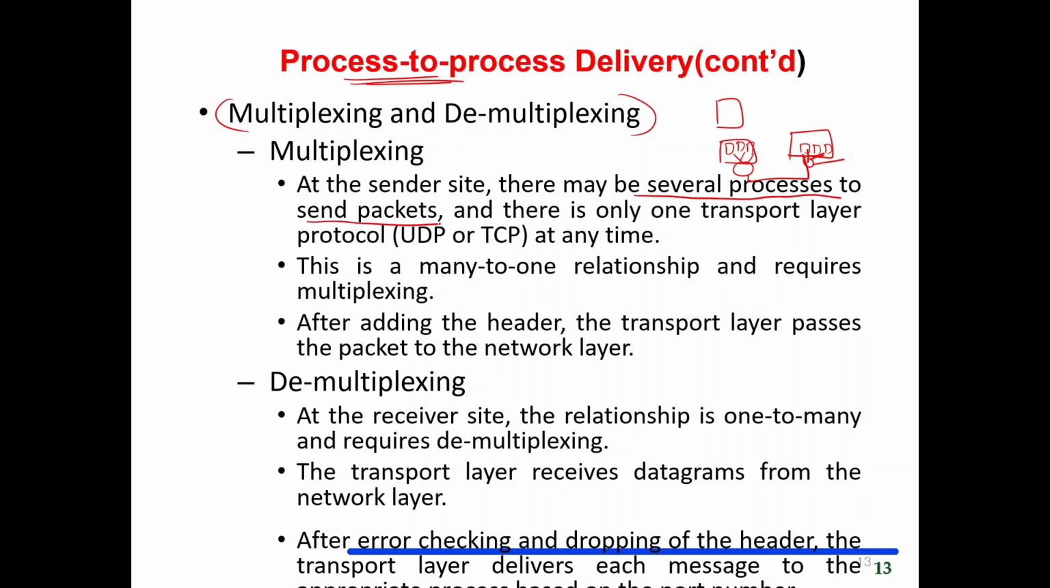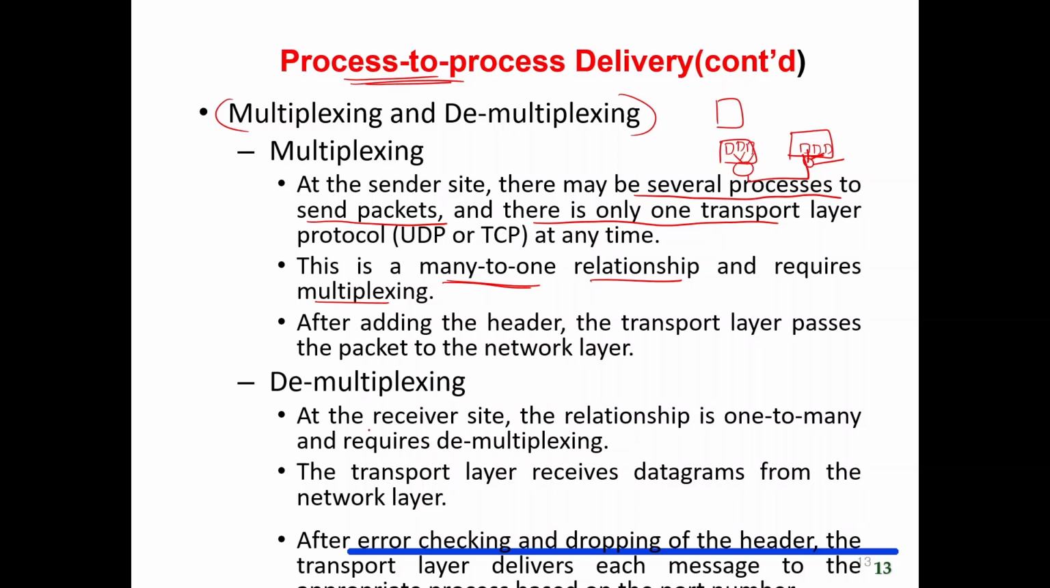You can have several processes, and all these processes will be sending packets, right? In the transport layer, we call the data a packet. A packet contains the data, the port number, as well as the IP address. So all the processes send packets, and all these packets are combined. That is called multiplexing, a many to one relationship.